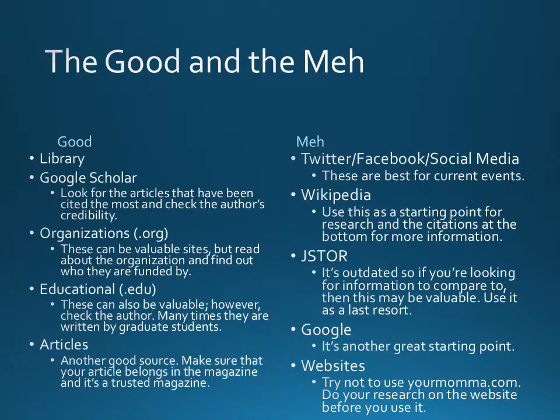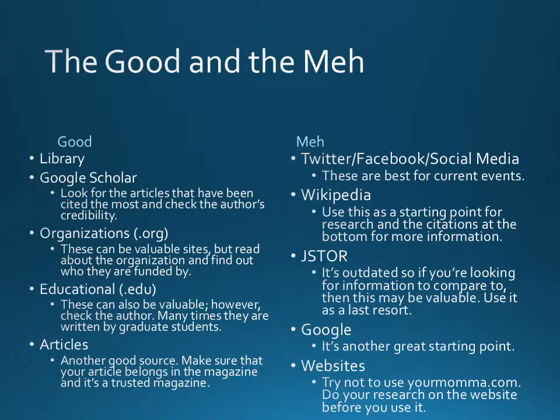Articles are another good source, and the one thing that you want to make sure with articles is that it belongs in a trusted magazine. So if it's about the environment and economics and it's in Cosmopolitan, I probably wouldn't go with that source. So meh sources are sources that you can use, but you really want to take some time and really think about if it's valuable for your paper or not.